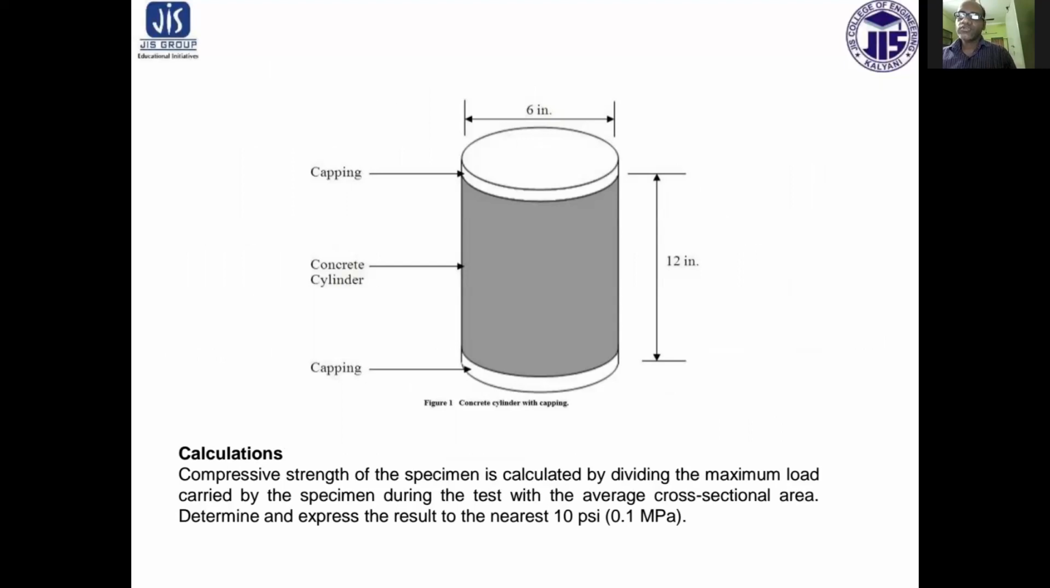In the figure is shown the concrete cylinder with capping, where the specimen is used for the compressive testing. Now calculations. Compressive strength of the specimen is calculated by dividing the maximum load carried by the specimen during the test by the average cross-sectional area, and expressing the result to the nearest, that is in psi or MPa.